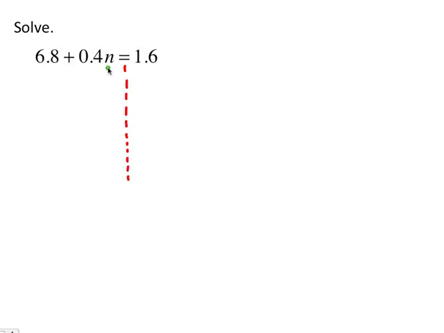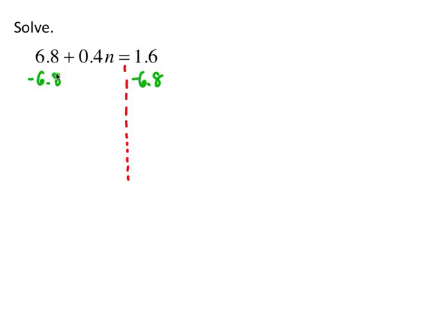So we're trying to get the variable by itself. And the first thing you do is work farthest away from the variable. So that's this other term here, 6.8. We want to get rid of that 6.8. So we need to do the opposite. Since it's positive, to get rid of it, we would need to subtract 6.8. And whatever we do on this side, we do the same thing over here.